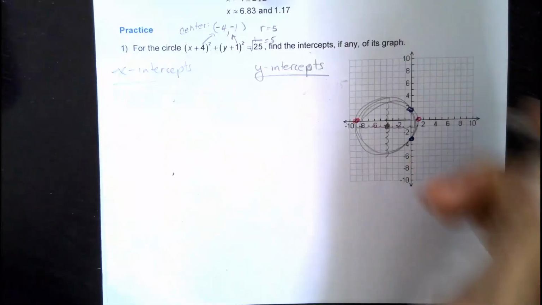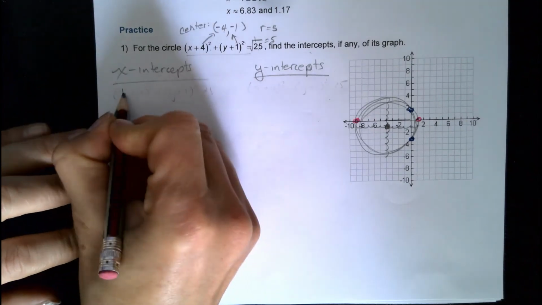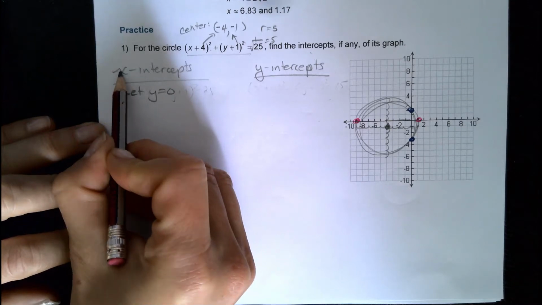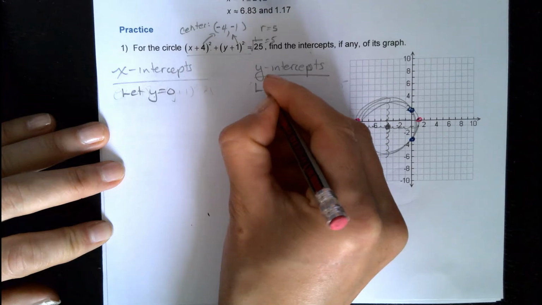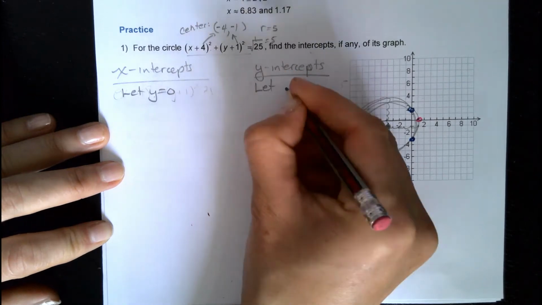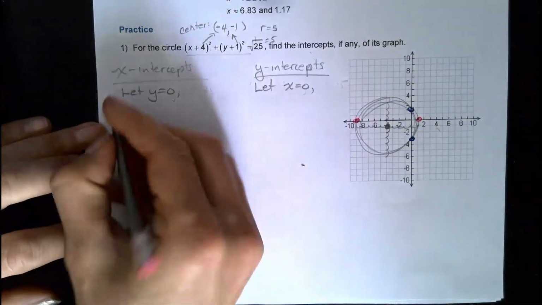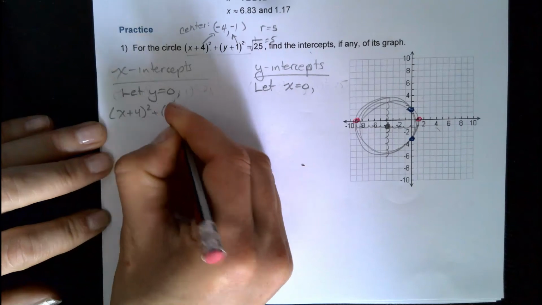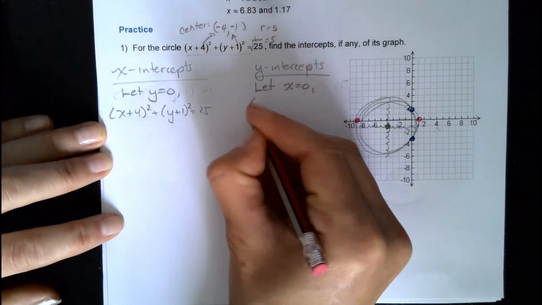So what I have to do is, if I want to find the x-intercept, I have to let y equal 0. So if I'm finding the x-intercept, I let y equal 0, opposite. Now for the y-intercept, opposite, y, x. So let x equal 0. Now we write the equation down. X plus 4 squared. And we do it here, same thing.